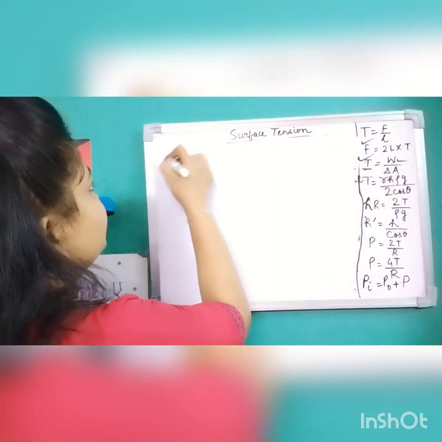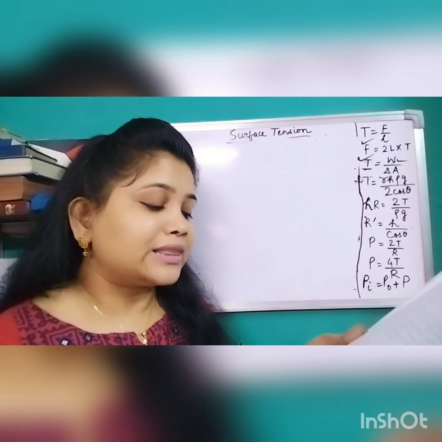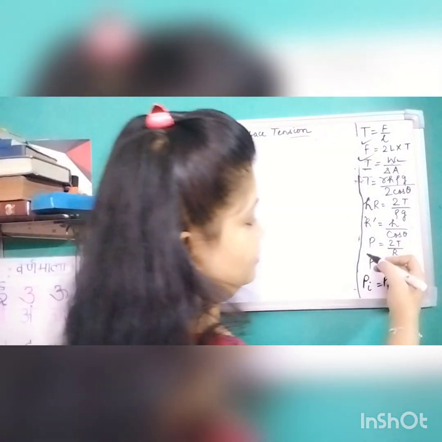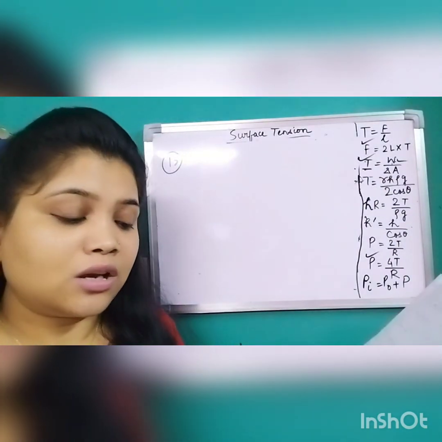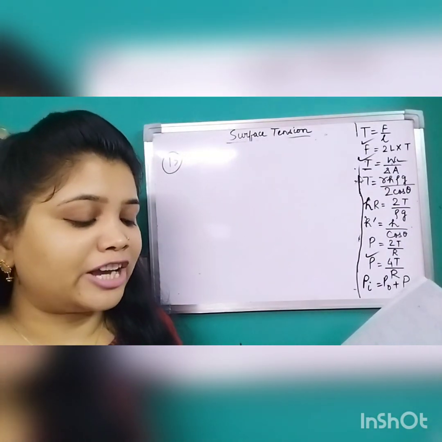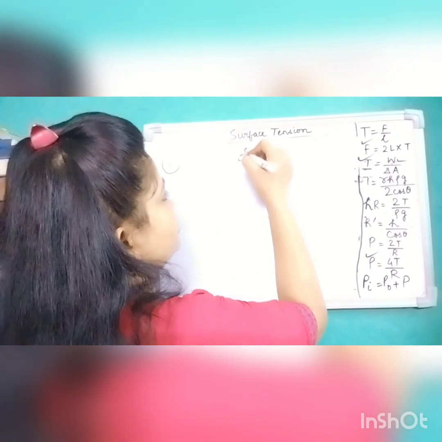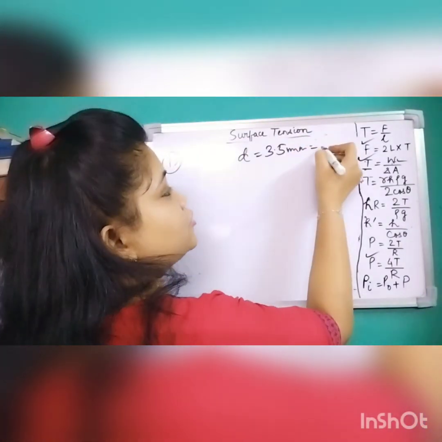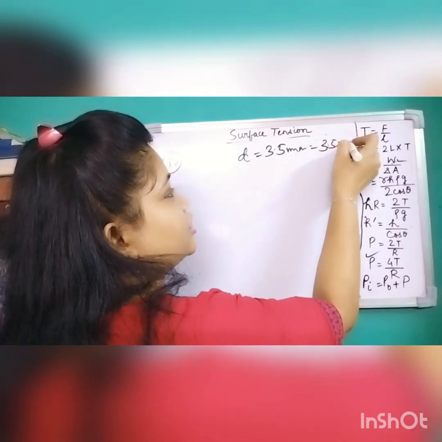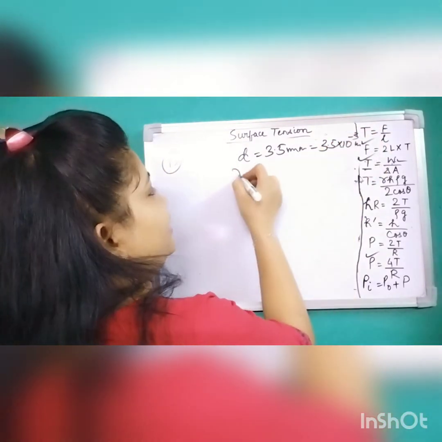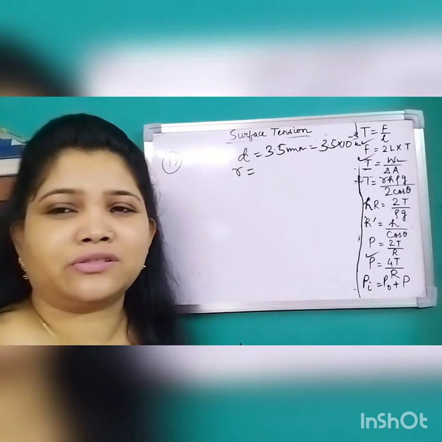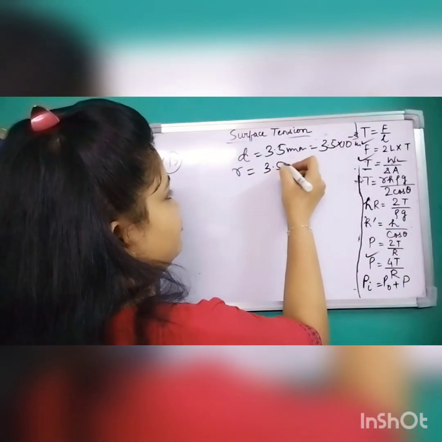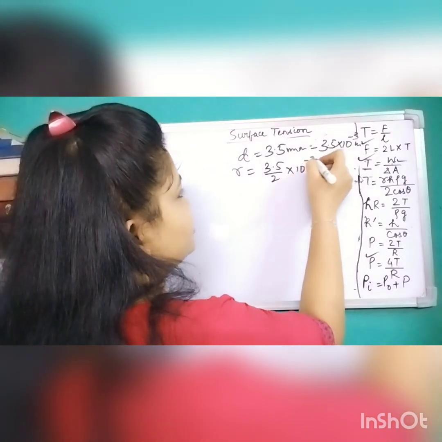Let's do sum number 13. What is sum number 13 telling? The air pressure inside a soap bubble. Remember, soap bubble. That means this formula we have to take. Of diameter 3.5 millimeter. So D is given as 3.5 millimeter. So as we do, first we'll convert into meter. That means 3.5 into 10 to the power minus 3 meter. And obviously we don't have any work with diameter. So let's find out the radius. So it is 3.5 by 2 into 10 to the power minus 3 meter.